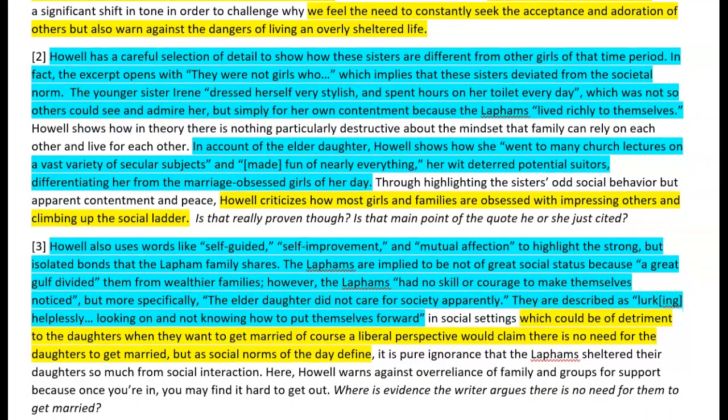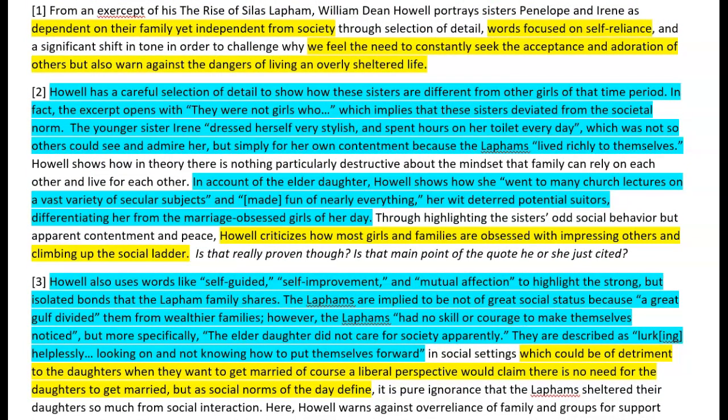Now, if you look at the next one, sample C, it's almost like the exact opposite. You can see that there's so much text support and very little analysis. The person who wrote this asserted, "We constantly feel the need to seek acceptance and adoration of others, but warn against the dangers of an overly sheltered life." Okay, that's an okay assertion. It does warn against the dangers of living an overly sheltered life, but does it argue that we seek acceptance and adoration? I don't know that that's what the text says.